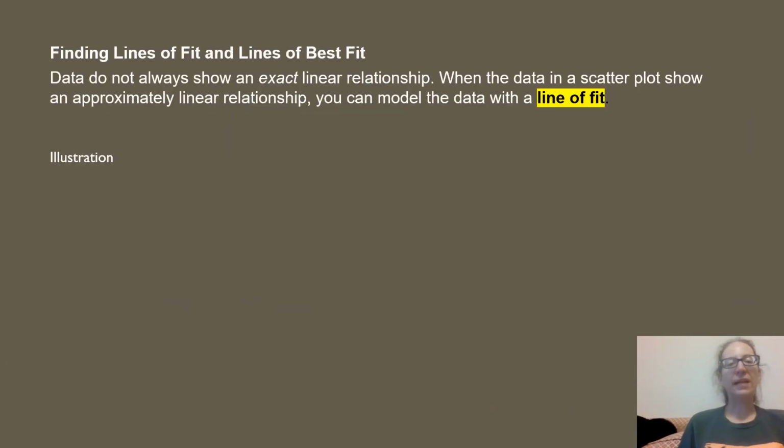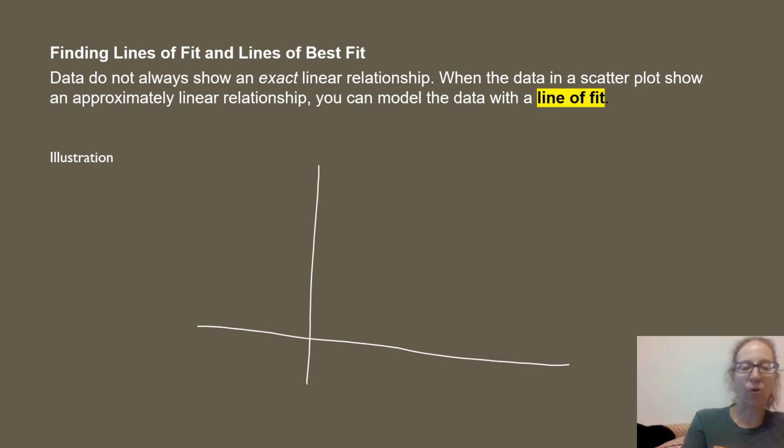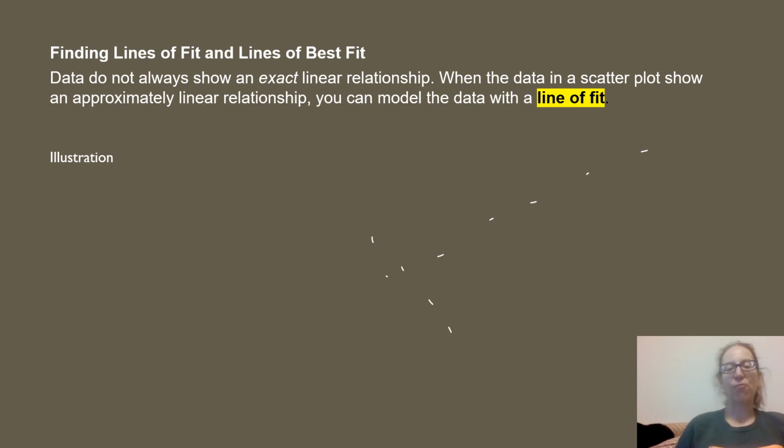And that brings us to finding lines of fit and lines of best fit. Data do not always show an exact linear relationship. In math world, like for the Explore, you get these dots and the dots are in a perfect line. Maybe they just go up in a perfect line. But if you've ever taken a science class, you know that real life is messier, and what happens in a textbook doesn't necessarily match what is going to happen in real life, even if the relationship is genuinely linear.